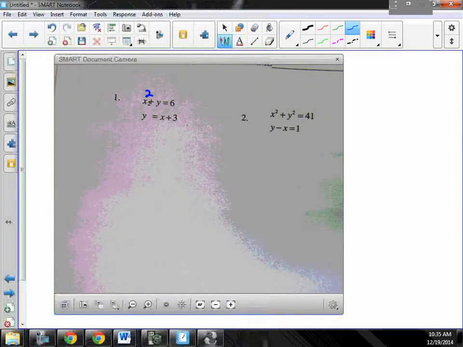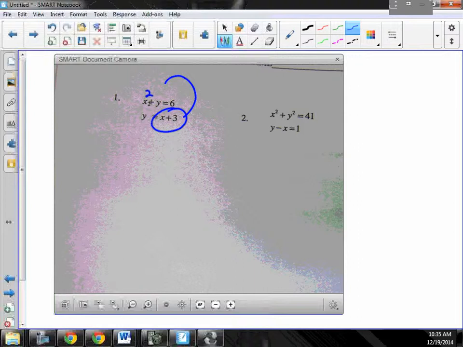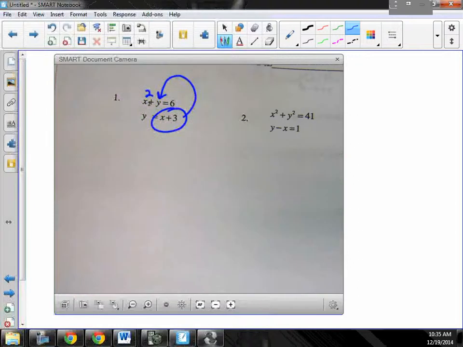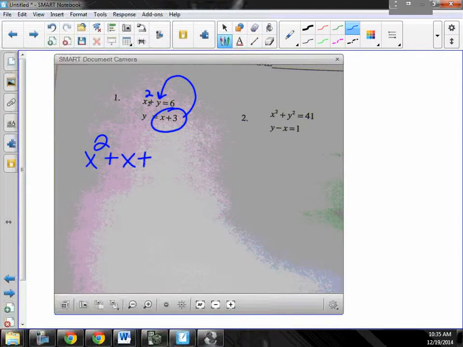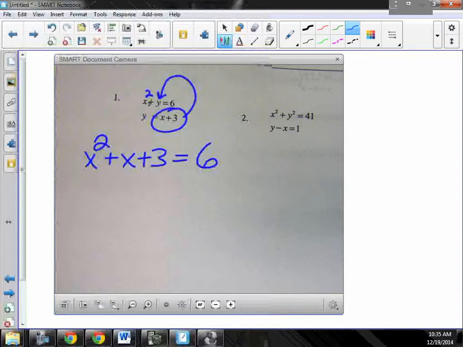Okay, so I have x squared plus y equals 6, and y equals x plus 3. Is this already set up for substitution? Do I already have one of the variables equals? Yeah. So I'm going to plug this in here. Okay? X squared plus x plus 3 equals 6. Everybody get that?